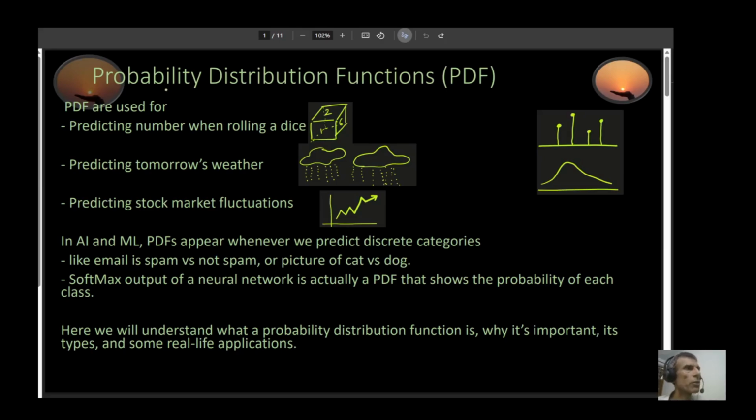Students, in this session, we are going to be covering probability distribution function, also known as PDF. PDFs are used anytime you make predictions. Anytime you're in the business of making predictions, you will be using PDF. For example, let's say you roll a dice. You want to determine whether you're going to get 1, 2, 3, 4, or any one of these numbers. You are using PDF. You want to predict whether tomorrow is going to rain or not, whether it's going to snow. Well, you have to use PDF over there too.